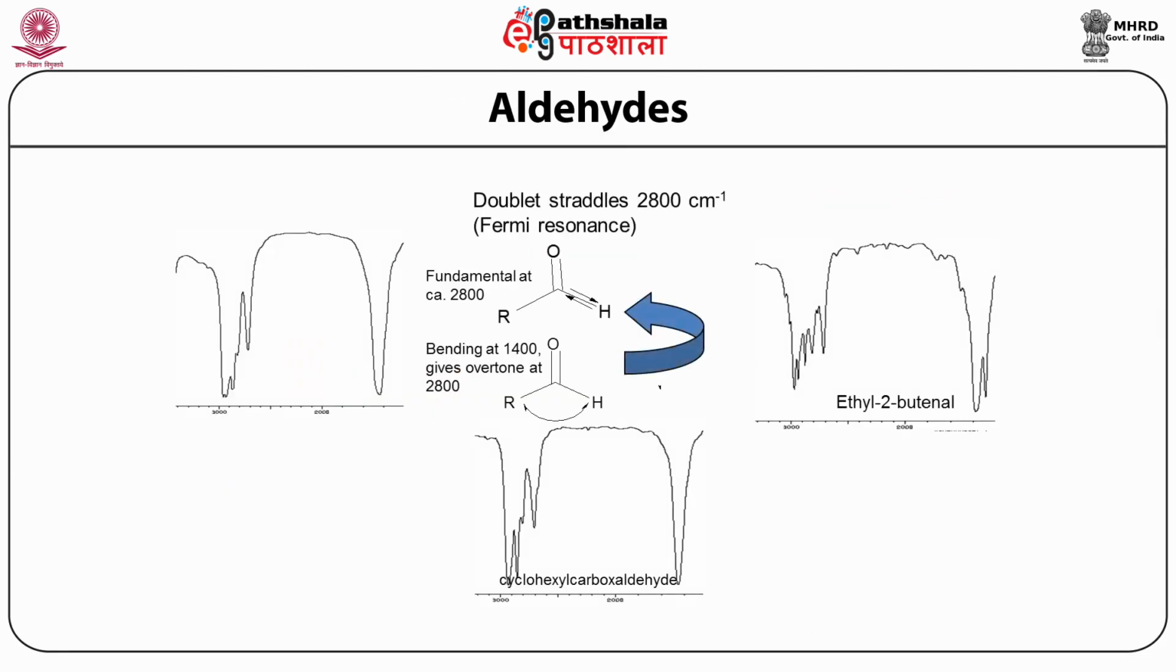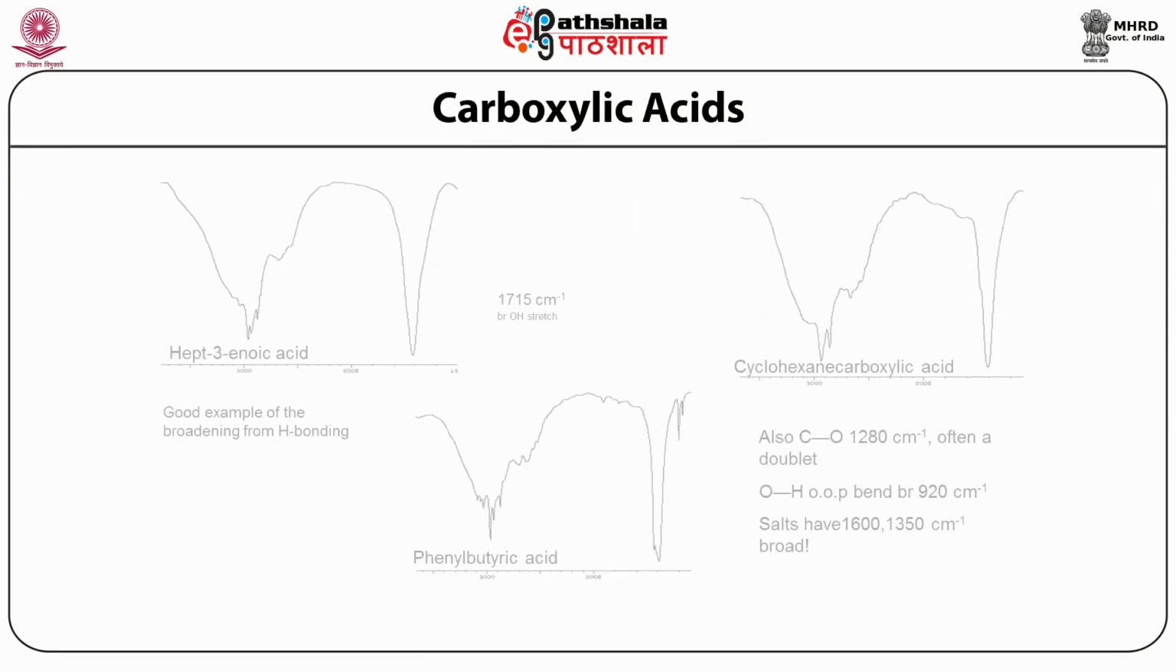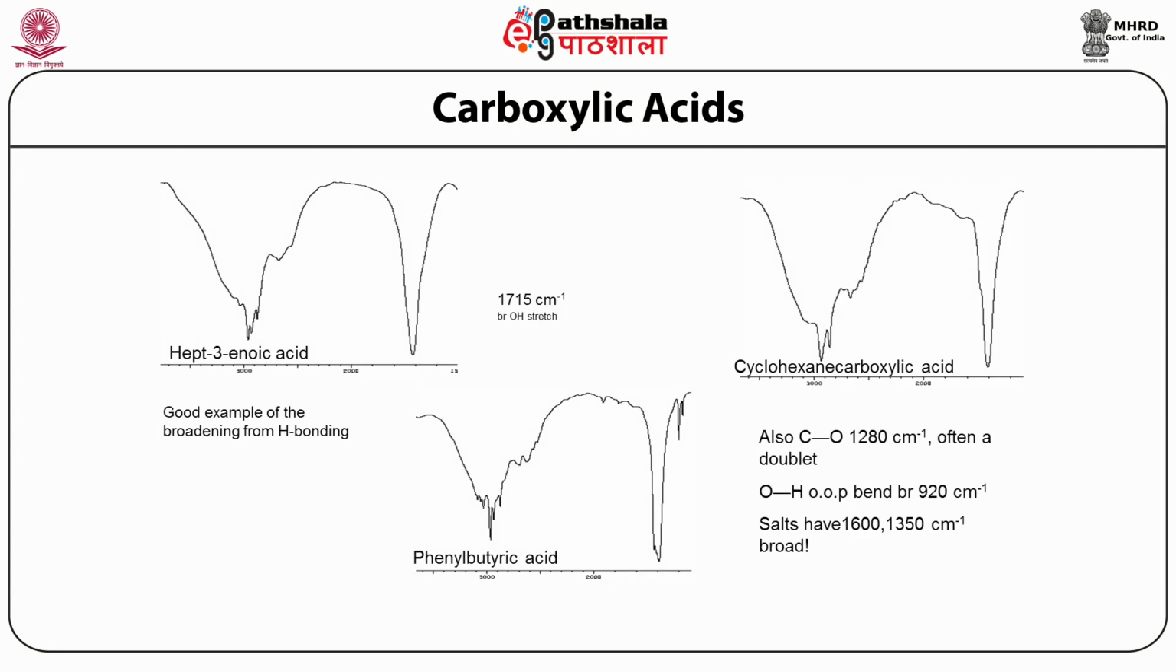Here we discuss the IR spectrum of aldehyde. The IR spectra of different aldehydes, like cyclohexenyl carbonyl aldehyde and ethyl butanal, have characteristic IR signatures. We discuss the IR spectrum of carboxylic acid. You can see here the IR spectrum of heptanoic acid, phenylbutyric acid, and cyclohexene carboxylic acid, and all are different because of the different substitution and different types of stretching and bending vibration.